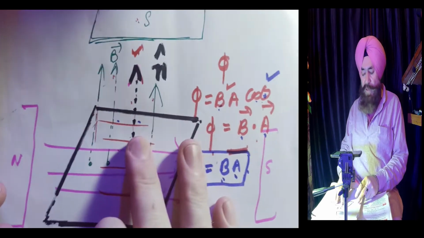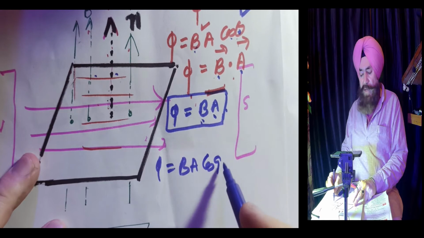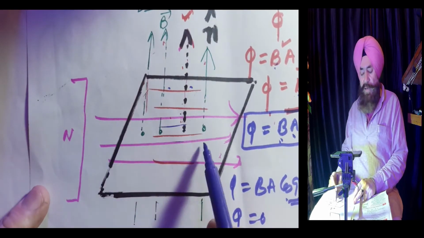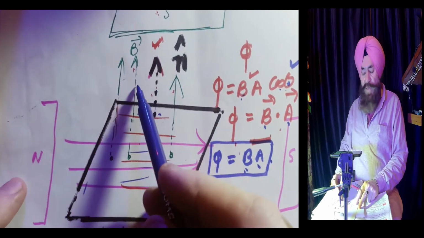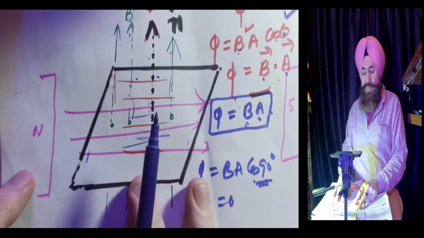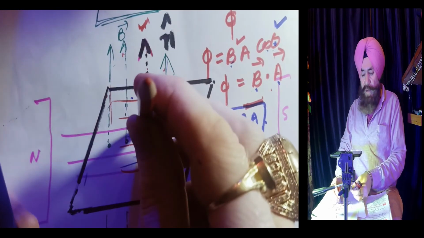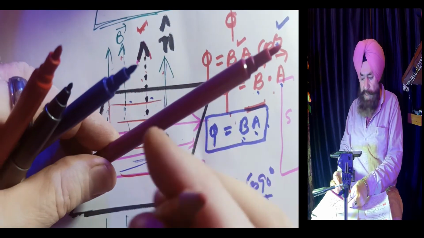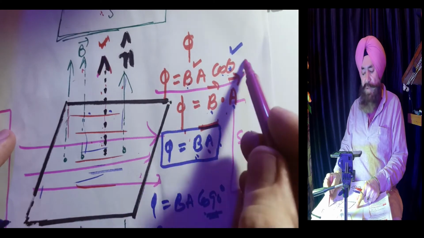What is the angle between the two? This angle is now 90 degrees, and flux becomes BA cos 90. What is cos 90? Cos 90 is 0. The flux is 0. No line is crossing this area. Okay. So in the previous case, all the lines were crossing through this area. But in the second case, no line is crossing. Now if there is any other angle between the area vector and, for example, this is our B vector along this side, and this is the area vector, then you have to consider the angle between the two, and flux becomes BA cos theta.